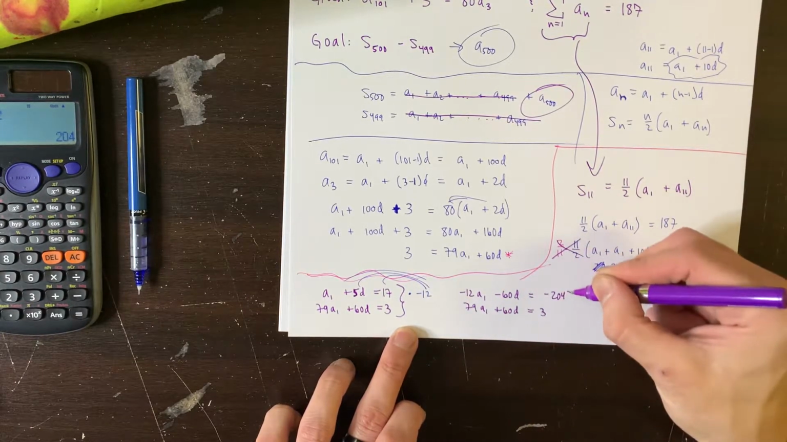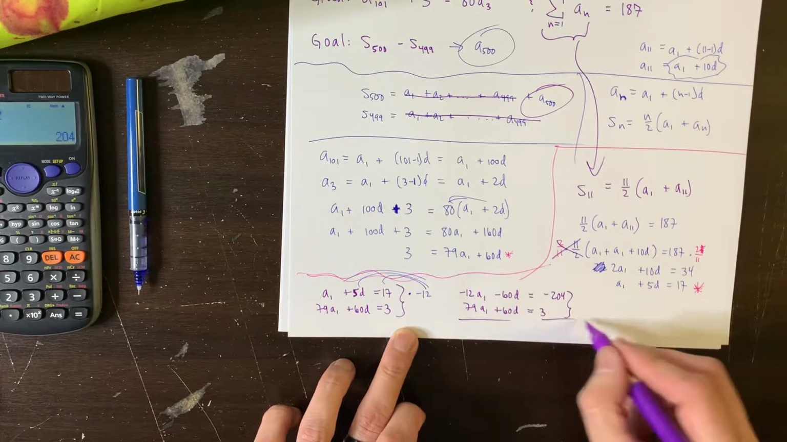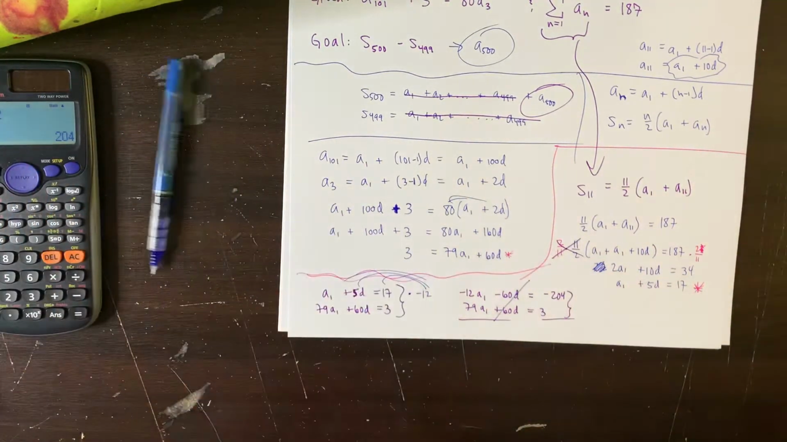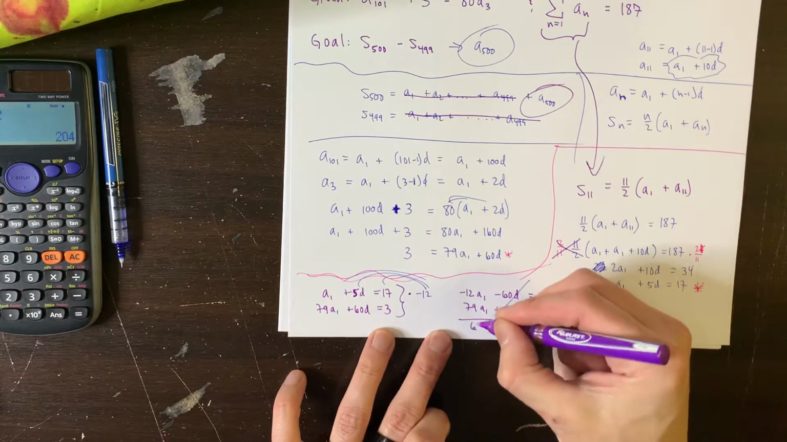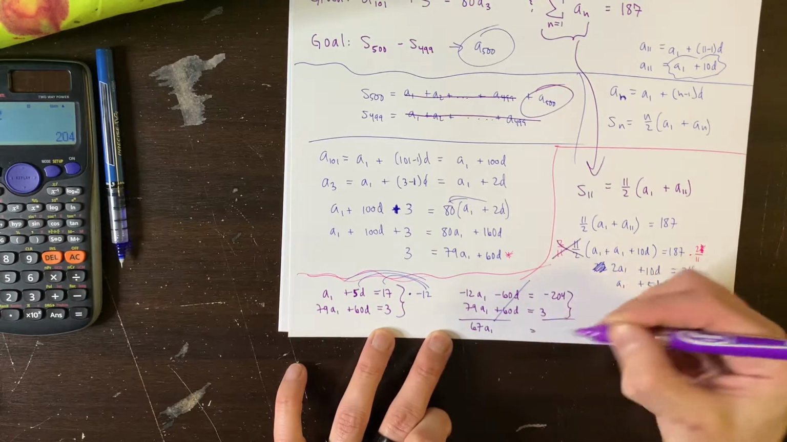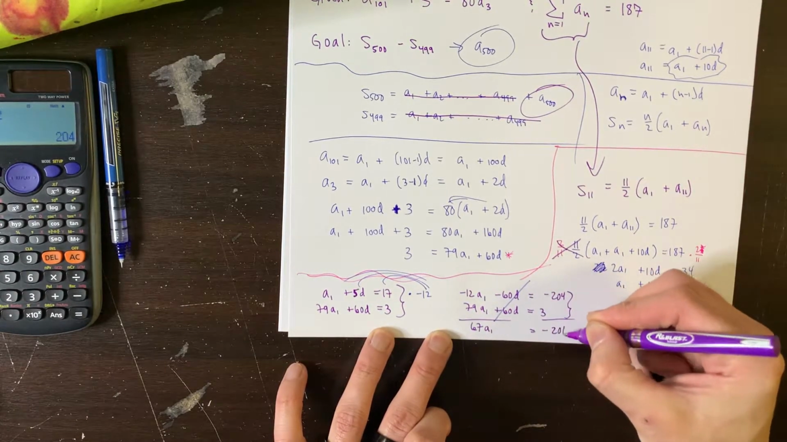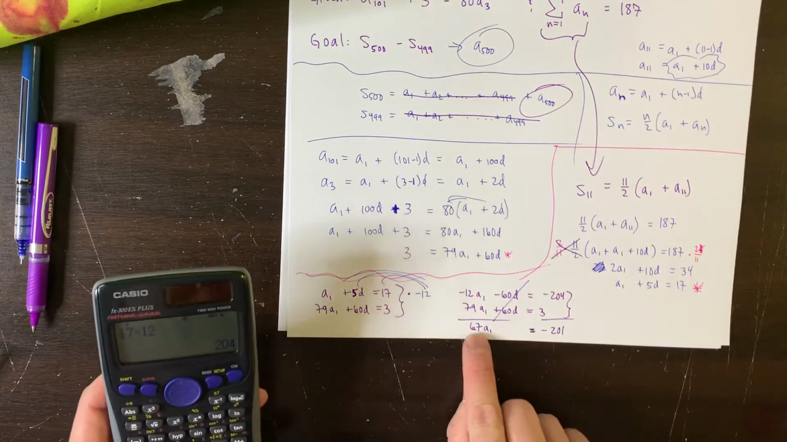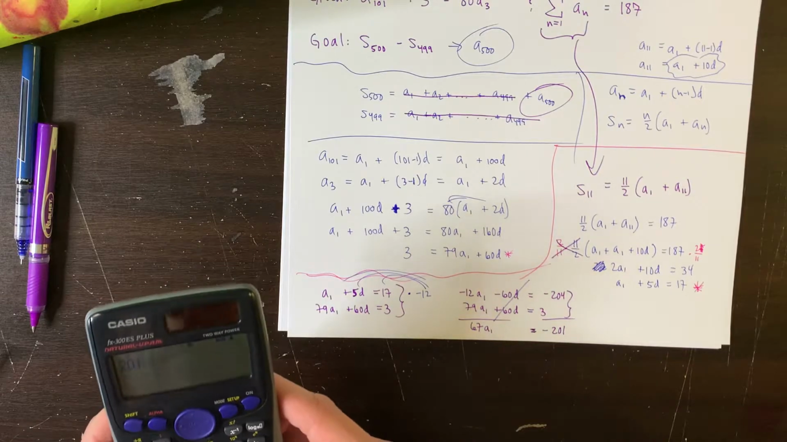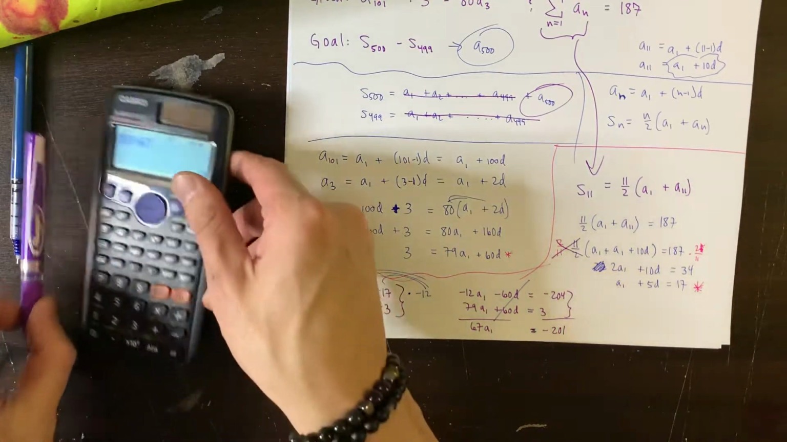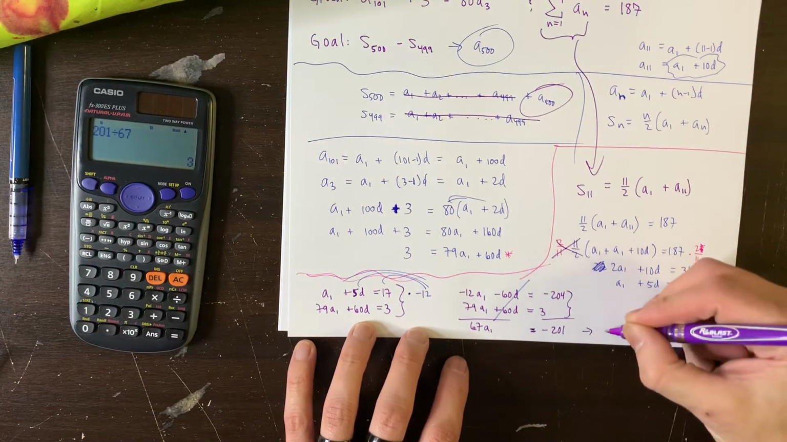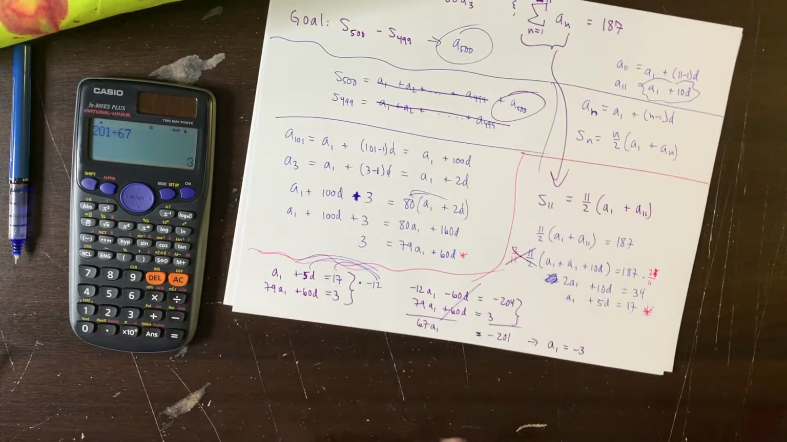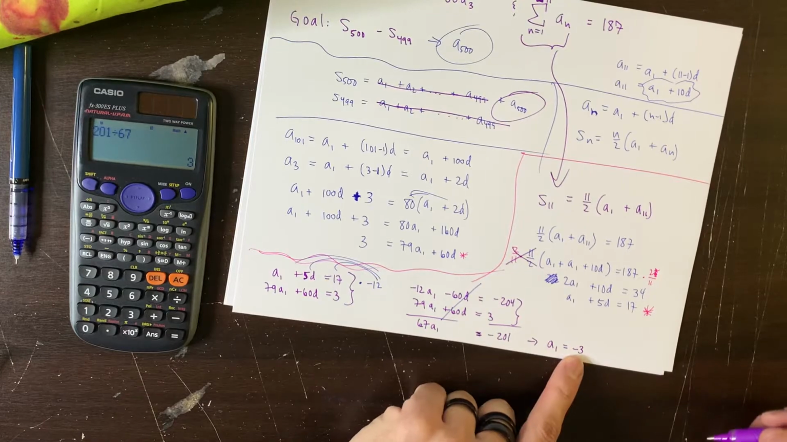Check it out. That's still a system. But now I want to add because the D's knock out. Bye-bye. That would be 67A1 equals negative 201. And does that divide nicely? Let me divide both sides by 67. And ooh, that works out so beautifully. This tells me that A1 is negative 3. So I know my first term, negative 3.